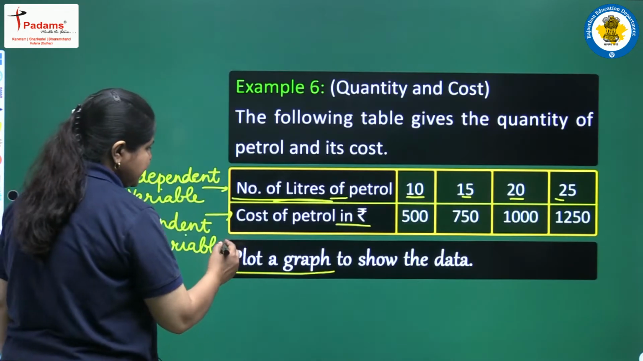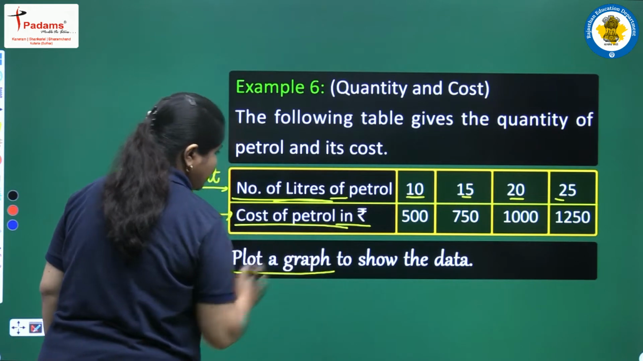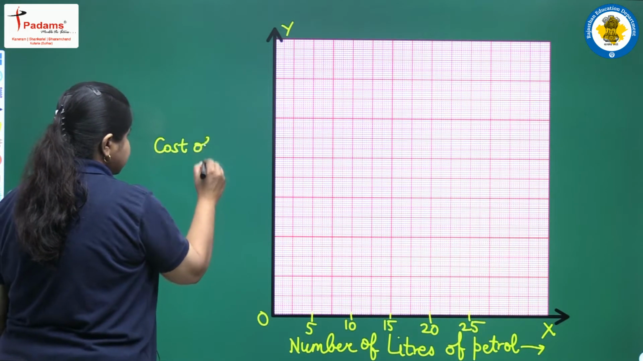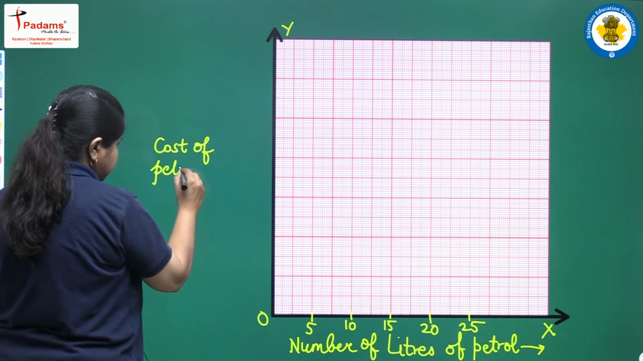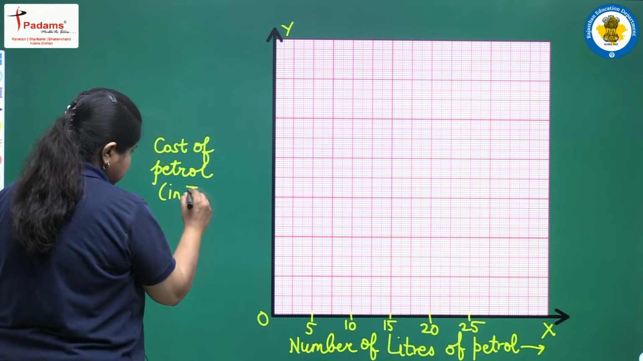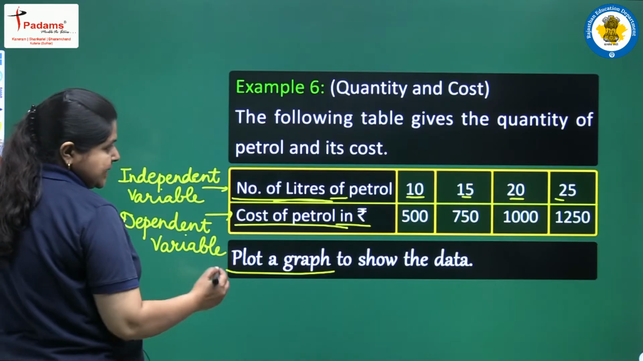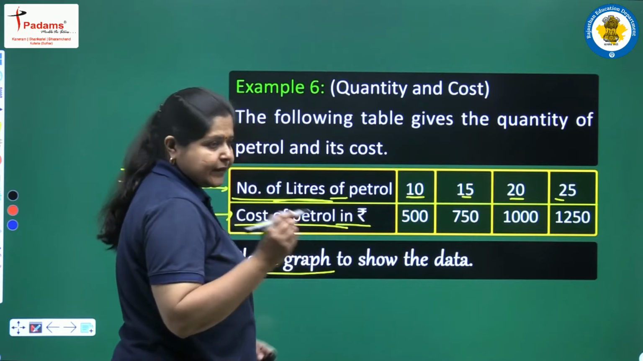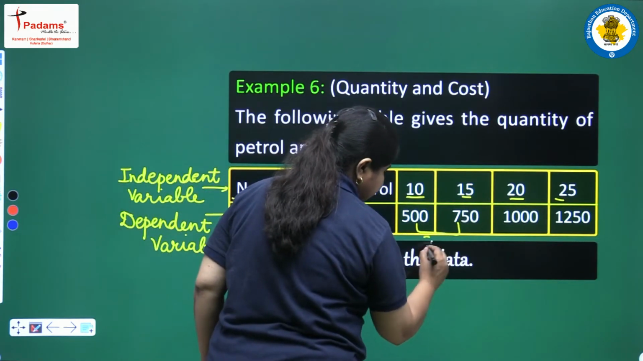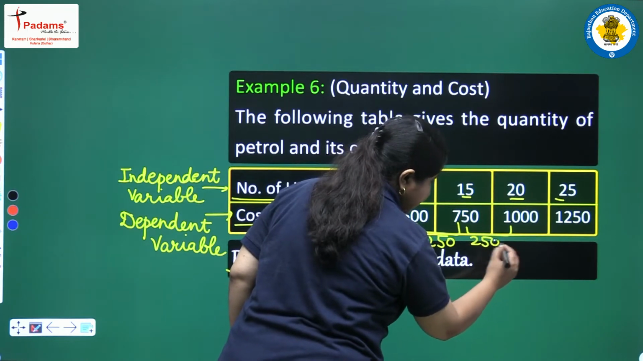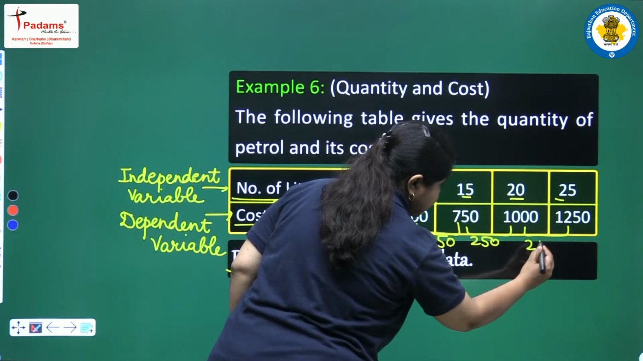On y axis we will be showing this dependent variable cost of petrol. We write here cost of petrol in rupees. Now here we have the numbers 500, 750, 1000 and 1250. इनके बीच में आप डिफरेंस देखिए, the difference is of 250. इन दोनों के बीच में भी 250 का डिफरेंस है, इनके बीच में भी 250 का डिफरेंस है.